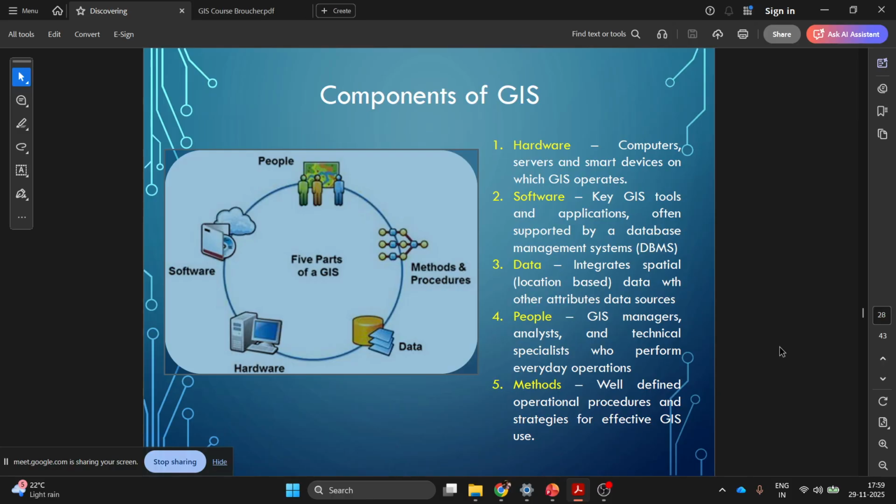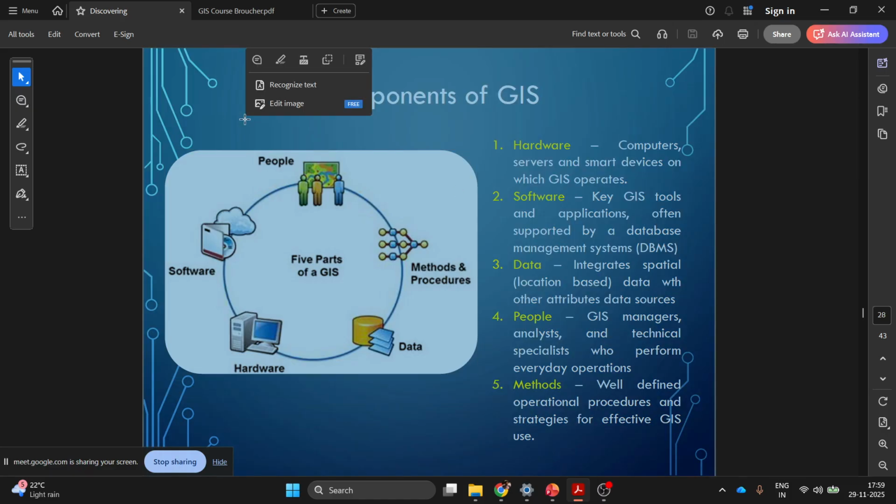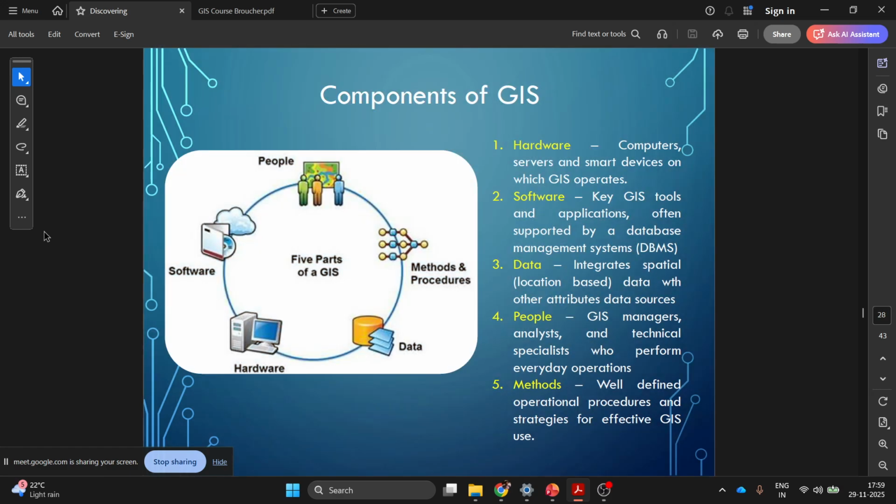In order to have a GIS system, a geographic information system, and in order to analyze it, we'll be needing hardware, software, data, people, and methods. Here you can see we need hardware, for example a computer. It can be a computer, a server, or a smart device, for example the smartphone we are using, which operates a GIS application, right? For example, Google Maps. In order to run Google Maps, we need a smartphone. That is what we call hardware.